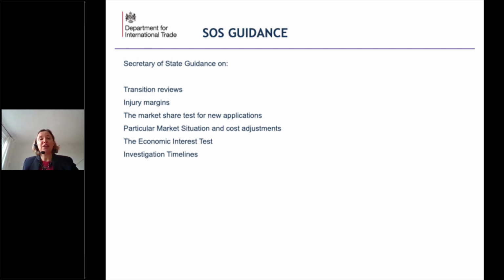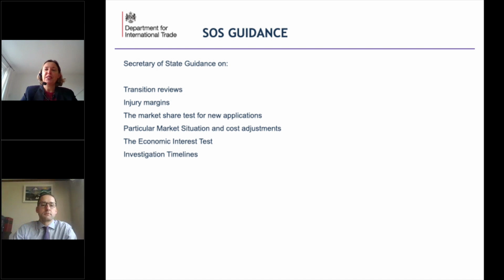and there is guidance there on where we can even waive it in certain cases, for example, where it's a case involving retardation of industry, and it's appropriate to waive the market share in that case. There is guidance on particular market situation, which is about using an alternative methodology to establish normal value where there is a particular market situation in the exporting state. For example, the prices there are artificially low.